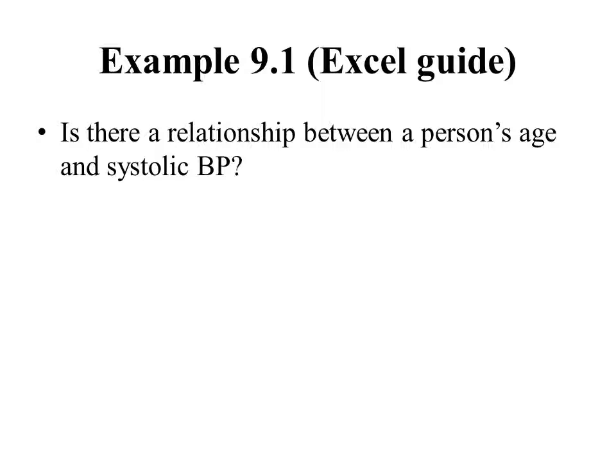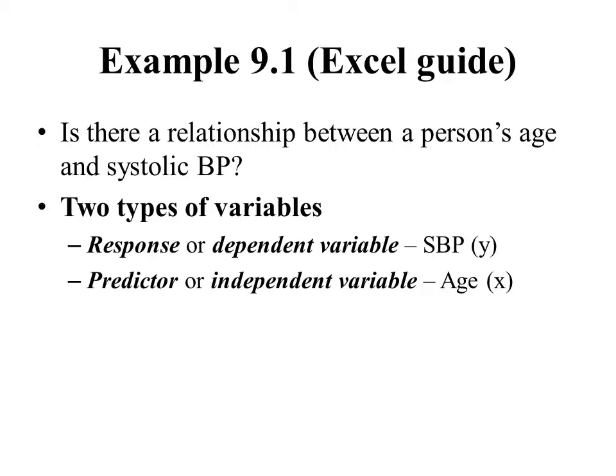Okay. So the first example we're going to look at is example 9.1 from the Excel guide. And the question that we want to try to answer is: is there a relationship between a person's age and systolic blood pressure? In any type of regression problem, we have two types of variables.